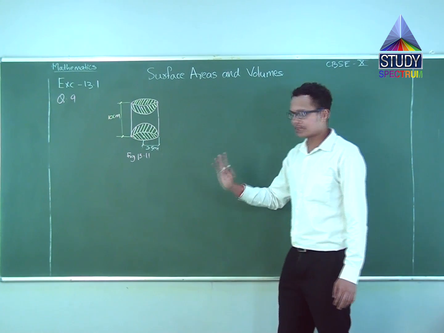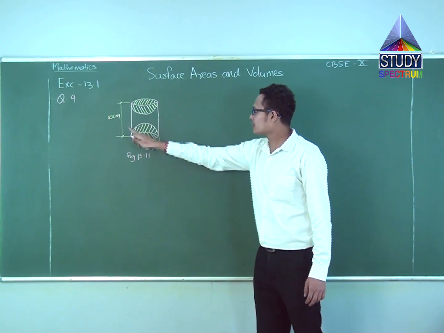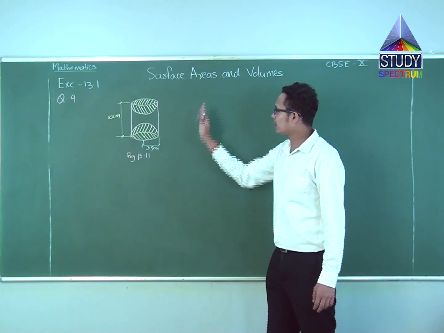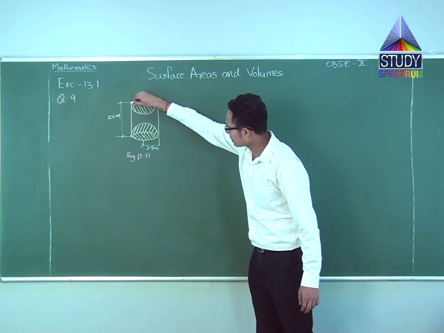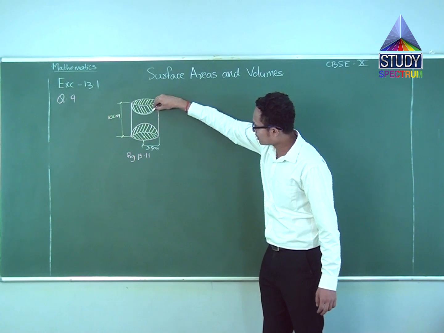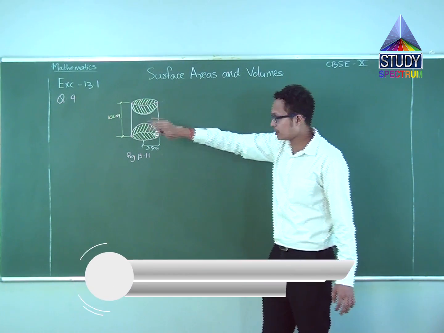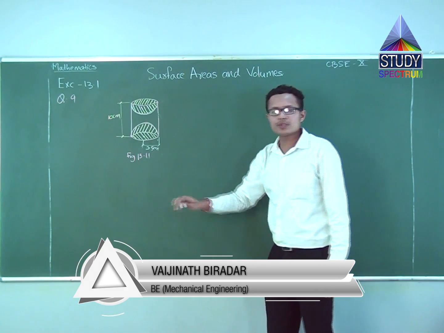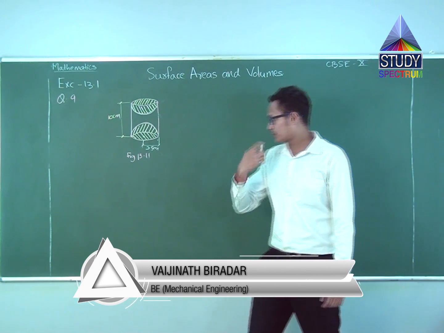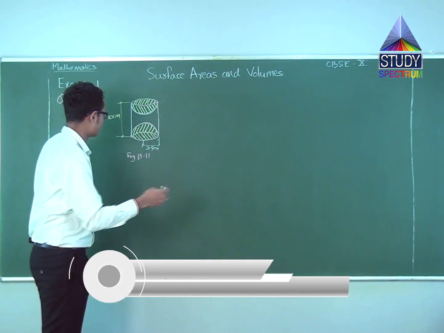Total surface area is equal to the sum of the surface area of the cylinder plus the surface area of this region, because this is not present, and the surface area of this region gives me the total surface area. Well, let's figure it out now. Alright, let's just write the formula.